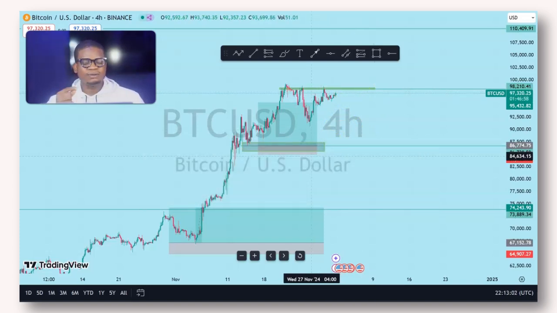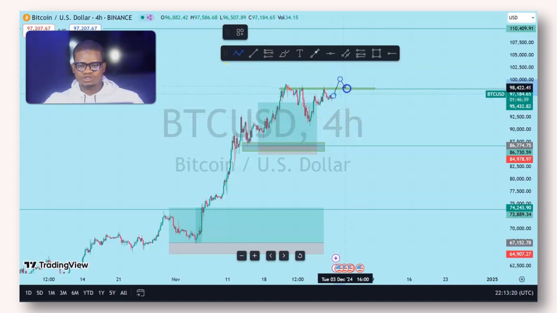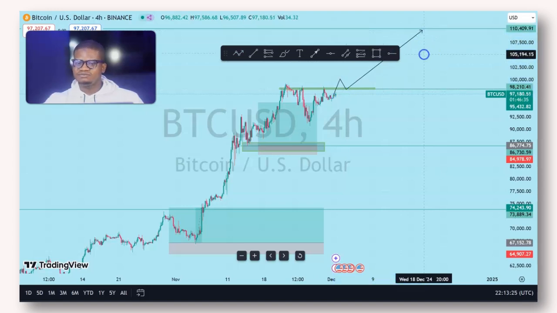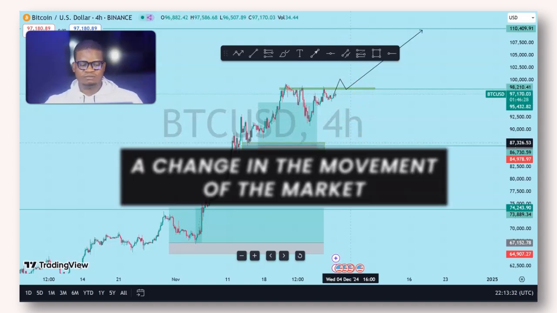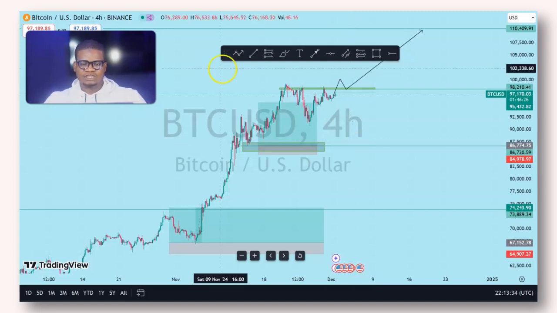But you have to understand that in a bull market or in an uptrend, you want to look for buying opportunities, which means as much as resistance is for selling, I want to first wait and see if the market is going to break this resistance and continue the buying, because the moment this resistance breaks, it turns to support and the market continues going up. But if the resistance fails to break and the market starts dropping, then we might have a change of character or a change in the movement of the market. So that is simply how to look at support and resistance.